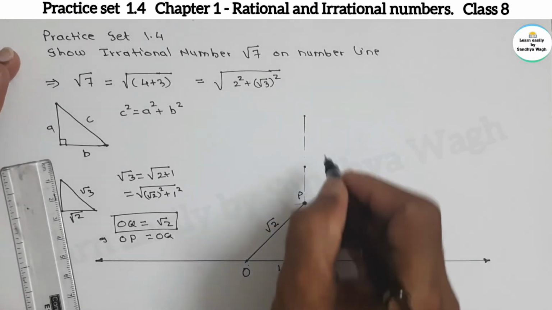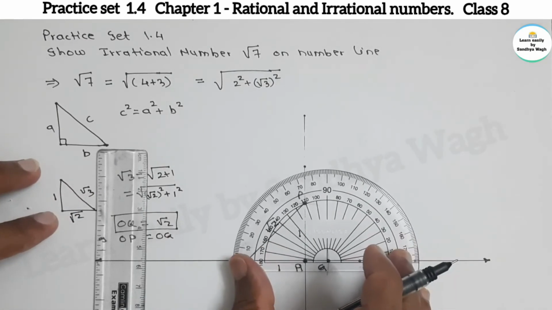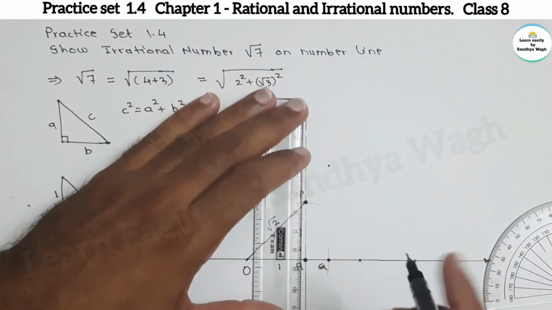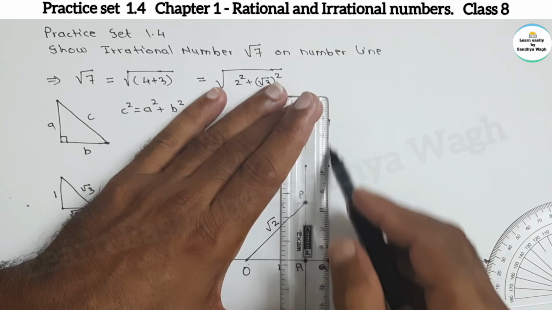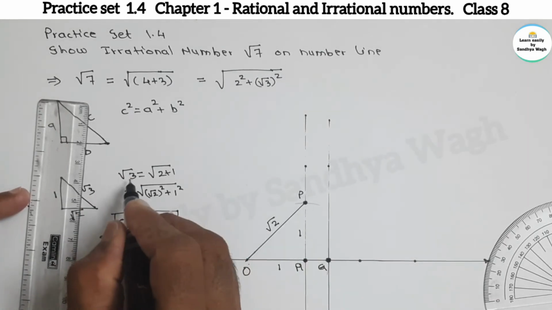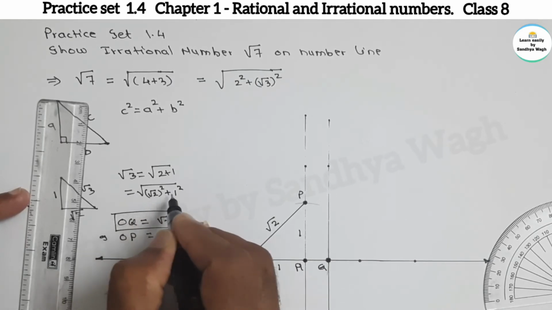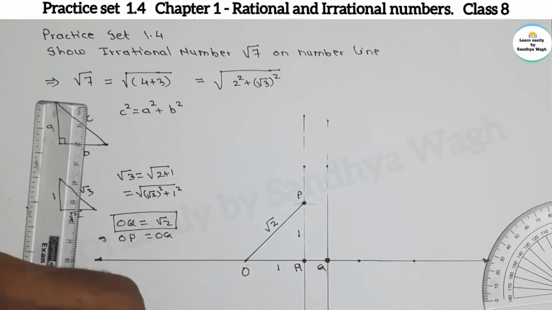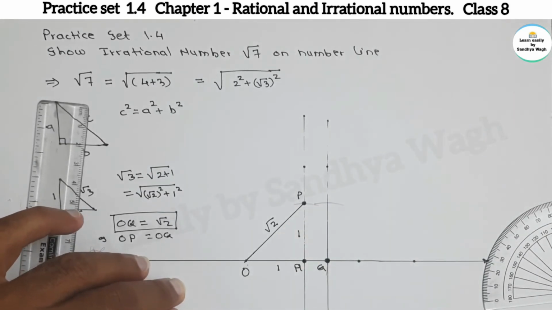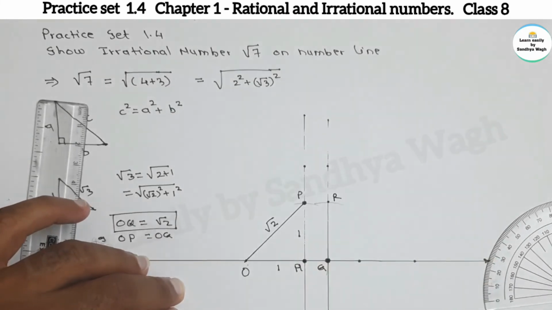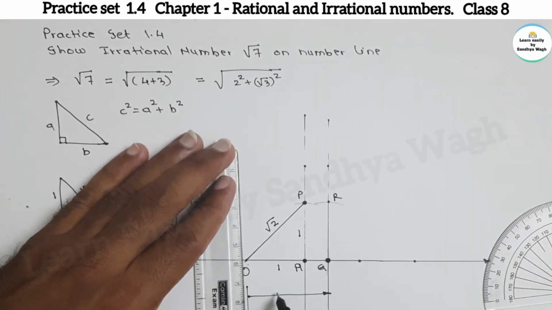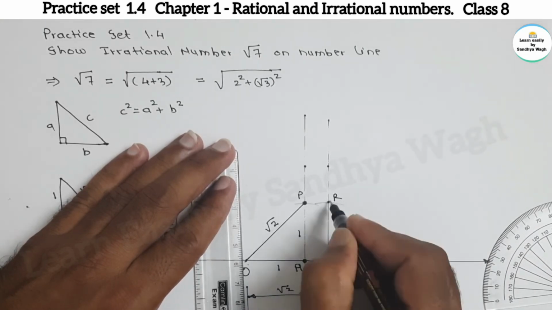It is easy to get root 3 unit. How we can get? Make a perpendicular line to this point. Again, make this perpendicular line from this point Q and draw a perpendicular line. Then mark one unit on this line. Because for root 3, we need root 2 square plus 1 square. And this distance is root 2. So mark one unit. AO is one unit. Mark this on this perpendicular line. Let this point be R. We know this distance OQ is root 2 distance. This distance QR is 1 unit.